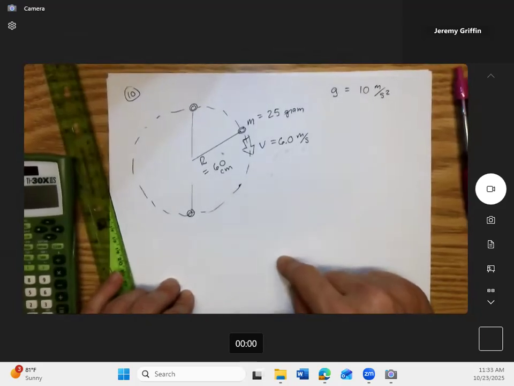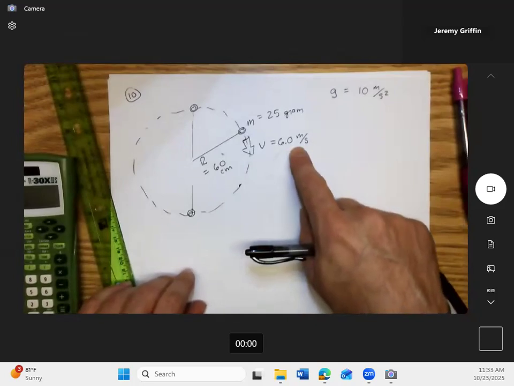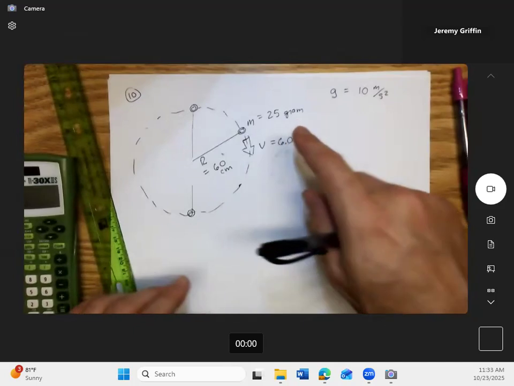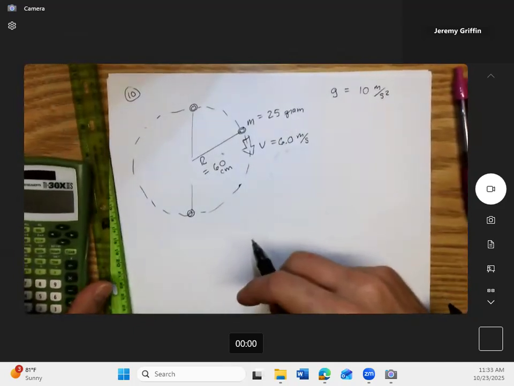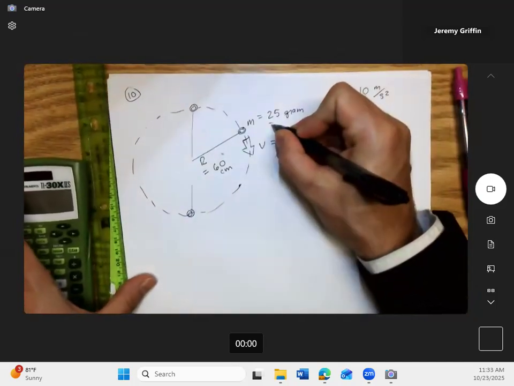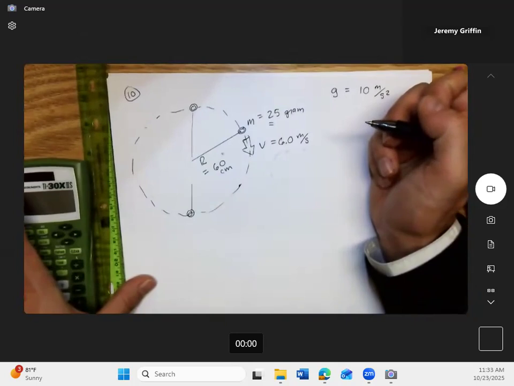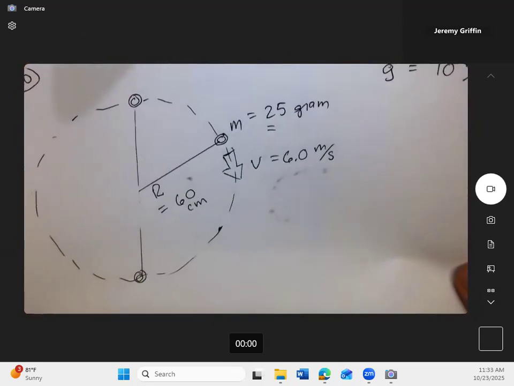Now, the values that they gave you, meters per second is fine. That's based on SI units. But what about grams? To plug numbers into some formulas, you don't want mass in grams. You want mass in what? Kilograms. So let's put that in kilograms. Guys, how many kilograms is that? Wait, how many grams is that? 25 grams.